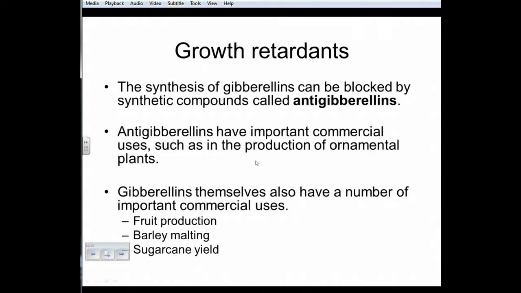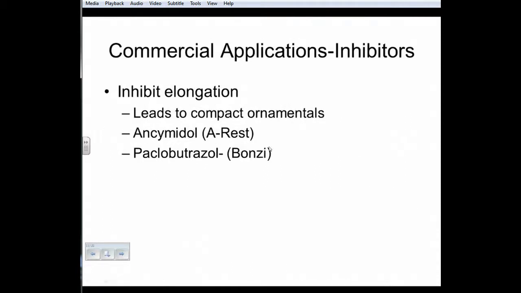It is also important that compounds are used that stop gibberellin. So why would you want a plant to stop growth? What kind of plant would you want to be really bushy and not grow really tall? Ornamentals, right? So you want a small bushy plant, with a lot of flowers, that looks pretty. It can also be used for changing yield of things. Aaron talked to you about barley. These are two you may have heard of, Arest and Bonsai.